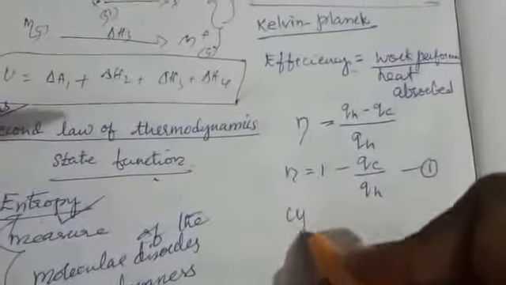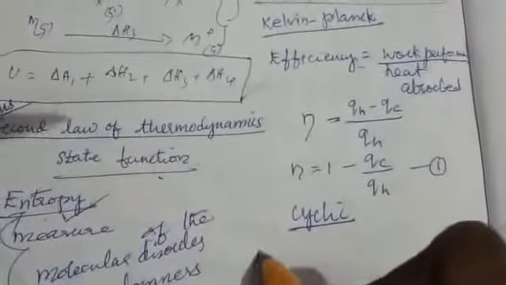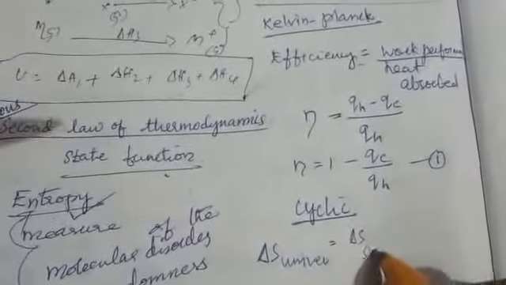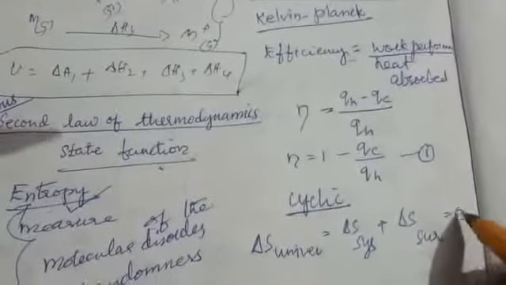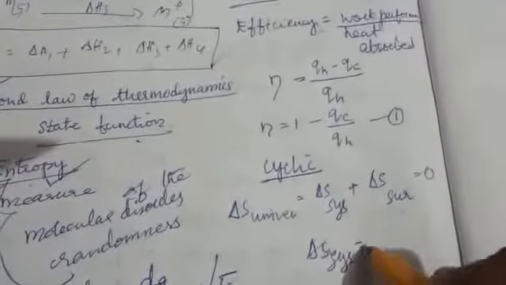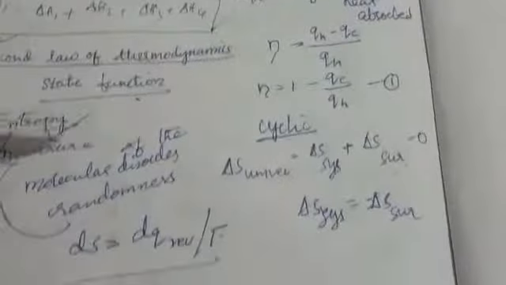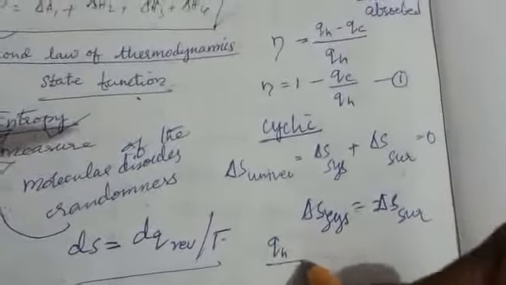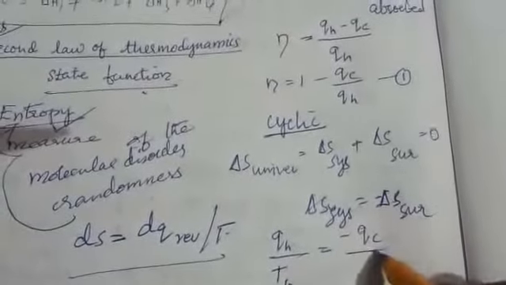For a reversible cyclic process, delta S universe equals delta S system plus delta S surroundings equals 0. So delta S system equals the negative of delta S surroundings. That means QH divided by TH equals minus QC divided by TC.